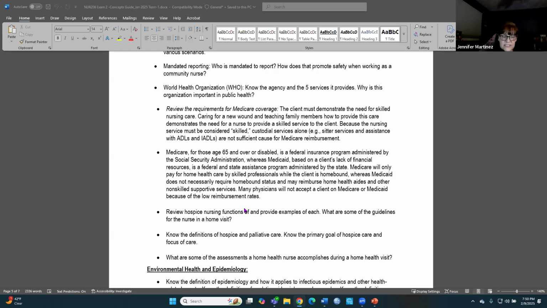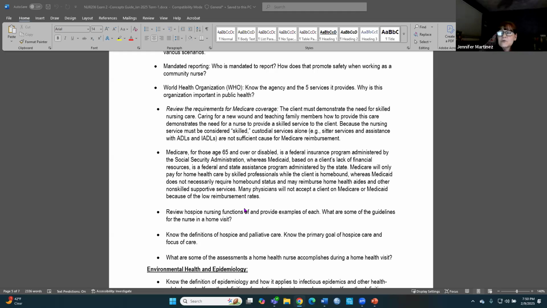Medicare is for those that are 65 years old or older, and those who are disabled. It is the federal insurance program from the Social Security Administration. Medicaid is based on a lack of financial resources. It is federal, but it's assigned to each state, so each state may run their Medicaid program a little bit differently.